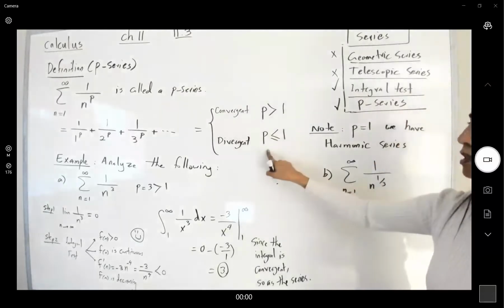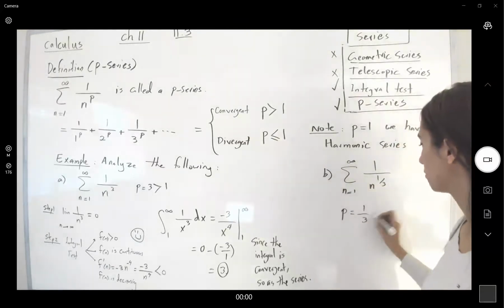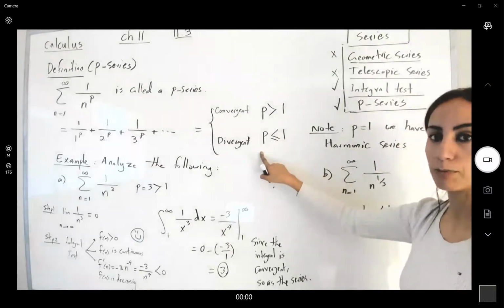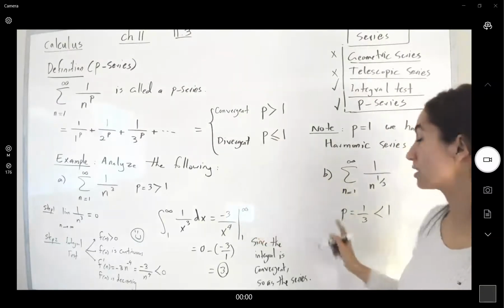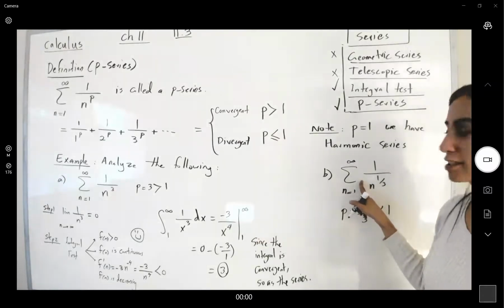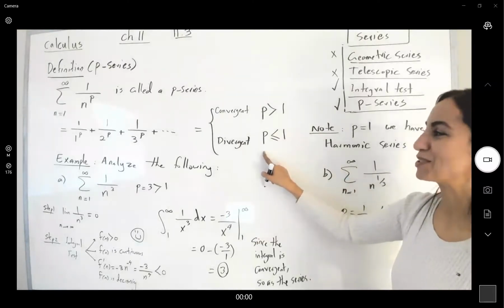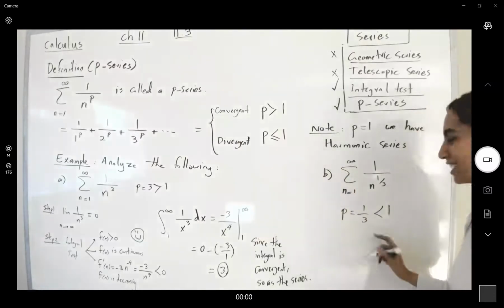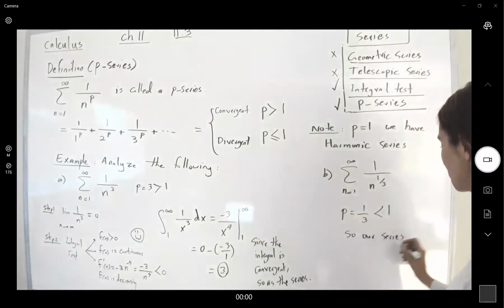Obviously, by using the definition of P series, P is equal to a third, which is less than 1. So using the definition of P series, which comes from the integral test, if you take the integral of this function, the integral diverges. Or in simplified form, since P is less than 1, our series is divergent.